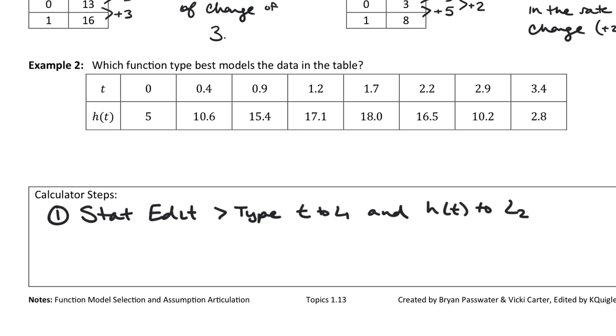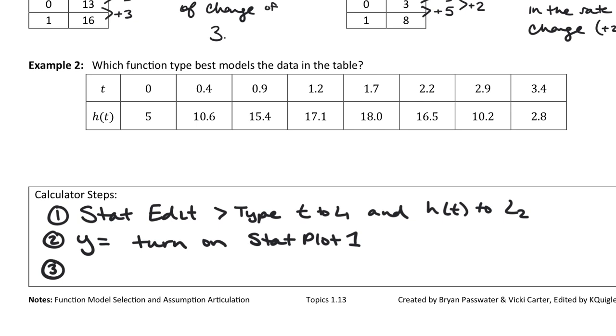So to write down some more tips for ourselves so that when we look back on our notes, we remember what we did. We did stat edit, type t into L1 and h of t into L2. We're going to go to y equals and turn on stat plot 1. I guess it says plot 1, but you get what I mean. Turn on stat plot 1.